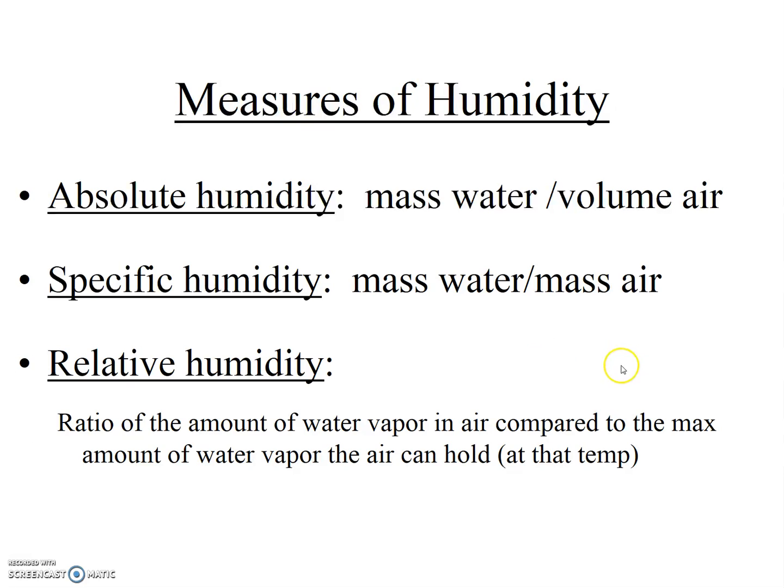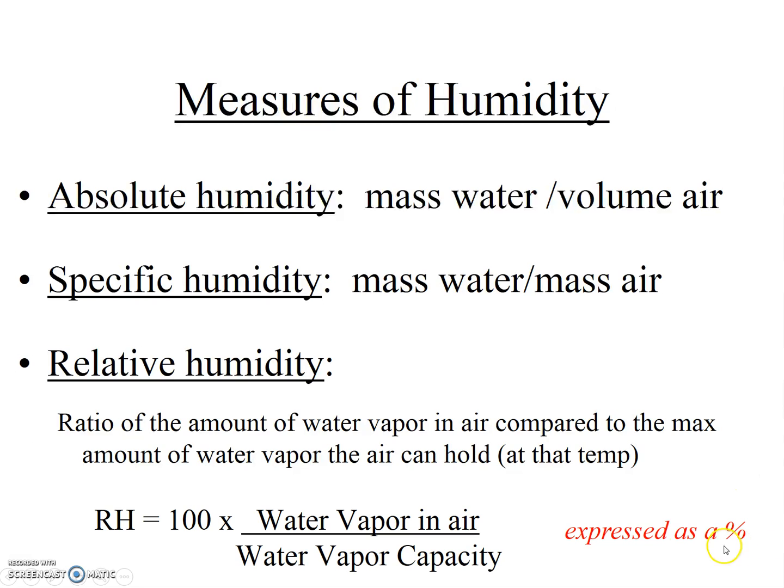The third way that we express humidity is relative humidity. And relative humidity for us is going to be by far the most important, so we're going to look at relative humidity in much more detail. Relative humidity is the ratio of the amount of water vapor that's in the air compared to the maximum amount of water vapor that the air could hold at that temperature. Notably, relative humidity is expressed as a percent. It is telling us how full the air is with water.